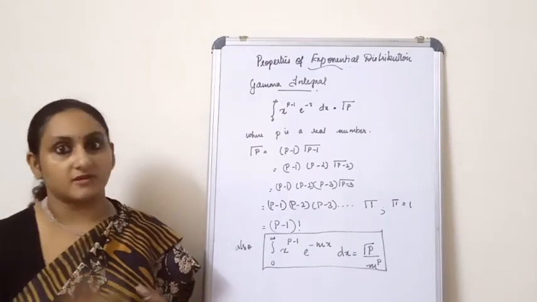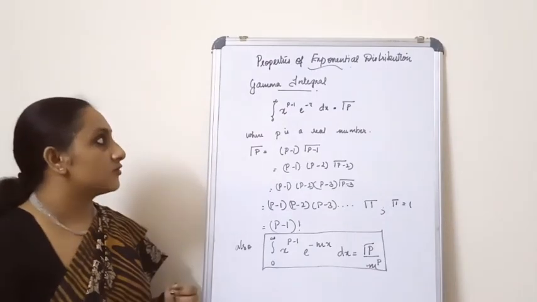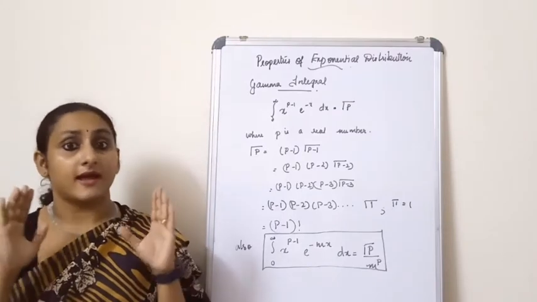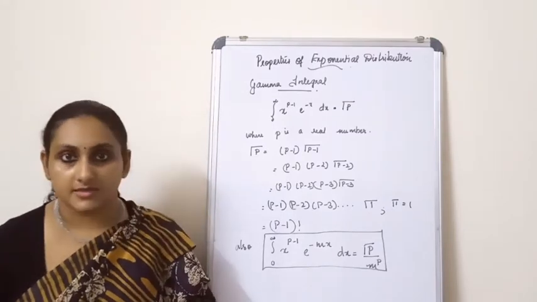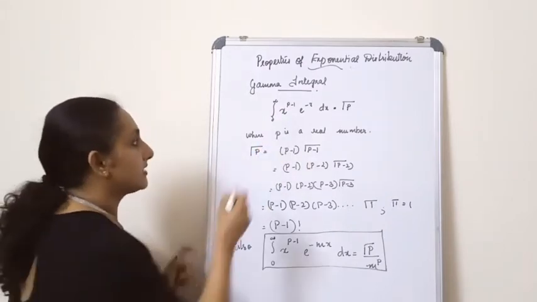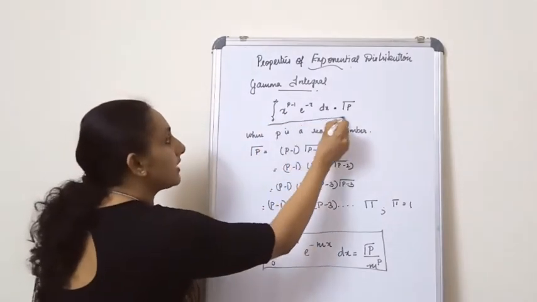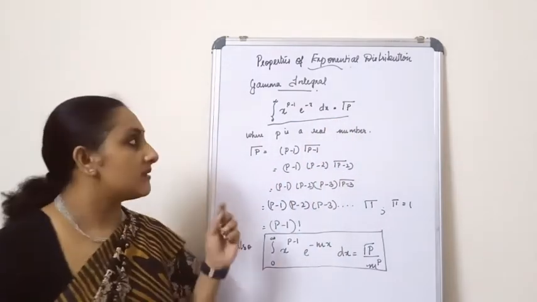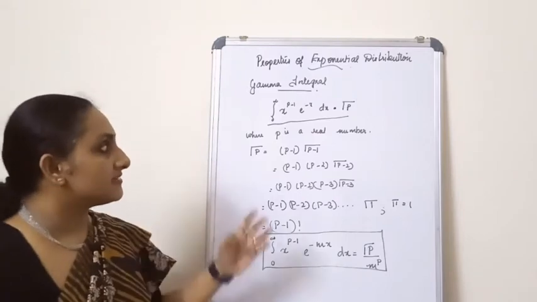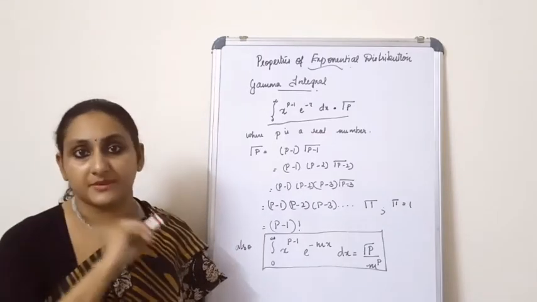To the properties of an exponential distribution. Now, before moving on to the properties of an exponential distribution, I will have to explain what is the gamma integral. This is something called the gamma integral: integral 0 to infinity x raised to p minus 1 e raised to minus x dx. This is called gamma p.